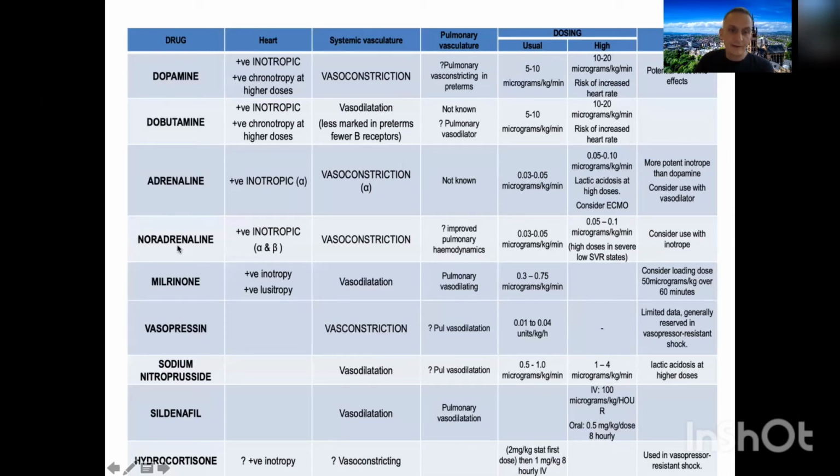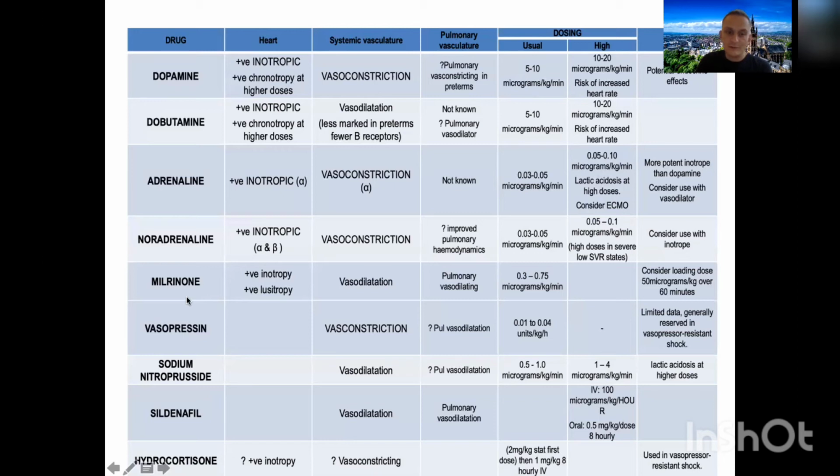Now, noradrenaline, like adrenaline, is also a positive inotrope, but its real action, I would say, is that it's a vasoconstrictor. And it's a more powerful vasoconstrictor in the systemic circulation than adrenaline. Again, same dose range as adrenaline. There are some other drugs that I've mentioned here. I'm not going to go into detail about them all.